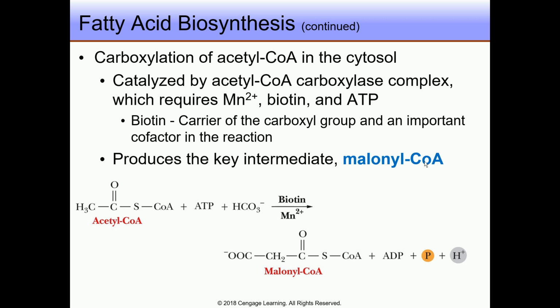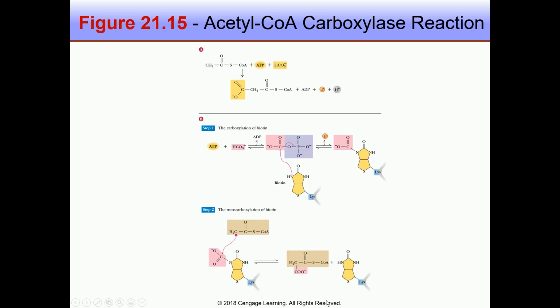When the acetyl coenzyme A is carboxylated, it produces a key intermediate called malonyl coenzyme A. You will see that acetyl coenzyme A and malonyl coenzyme A are like the building blocks for the making of the fatty acids. So this is your acetyl coenzyme A. It reacts with, it needs ATP, and this is the bicarbonate. This is for the carboxylation reaction. It takes place with the help of the enzyme acetyl coenzyme A carboxylase and biotin and manganese. As a result of the carboxylation of acetyl coenzyme A, malonyl coenzyme A is formed.